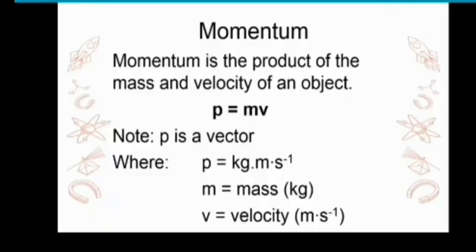Momentum itself is defined as the product of the mass and the velocity of an object. The symbol for momentum is p. Therefore, p is equal to m times v, where m is the mass in kilograms, v is the velocity in meters per second, and p is the momentum in kilogram meters per second. Remember, momentum is a vector quantity, so each time you get your answer of momentum, you should be able to define direction. Say west, east, north, south, to the right, or to the left.